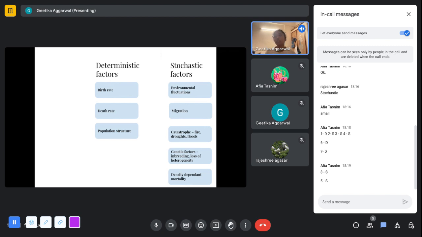But for the stochastic factors, you don't know what is going to be a sudden environmental fluctuation. We don't know if there's going to be a sudden fire or a flood, and how that is going to impact the population. Is it going to have a very severe impact, or is the population somehow going to get saved and not get affected by it so much? We don't know if these individuals are going to migrate from this area, and if they'll come back or if they'll not be able to make it back to our particular habitat. And then inbreeding depression and loss of heterogeneity, these all fall under the stochastic categories.